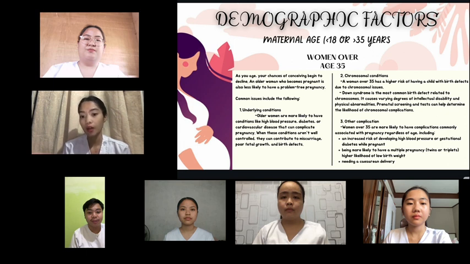Older women are more likely to have conditions like high blood pressure, diabetes, or cardiovascular disease that can complicate pregnancy. So when these conditions aren't well controlled, they can contribute to miscarriage, poor fetal growth, and birth defects.